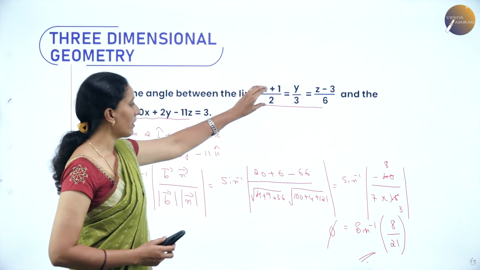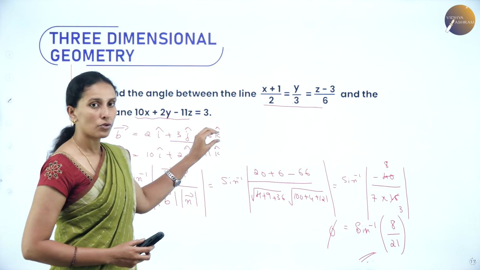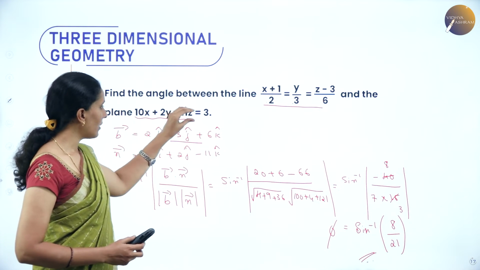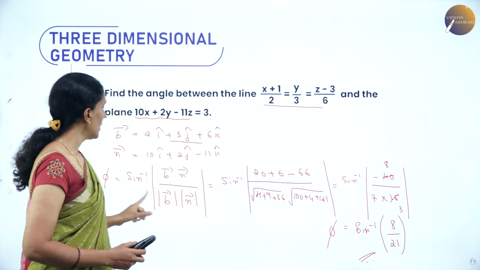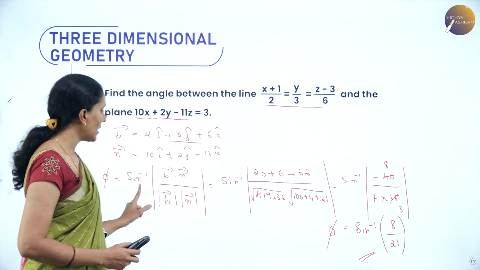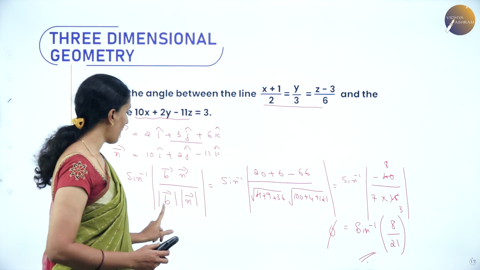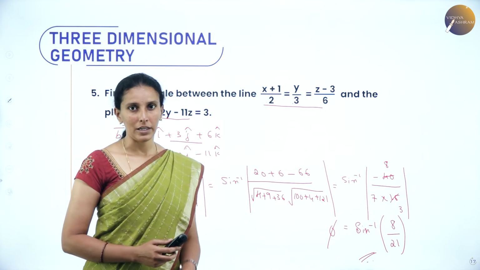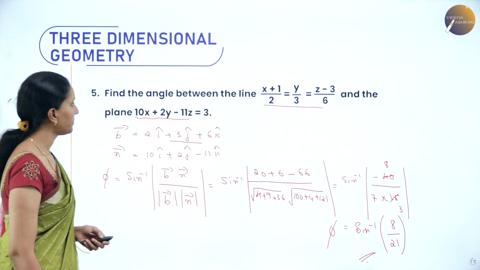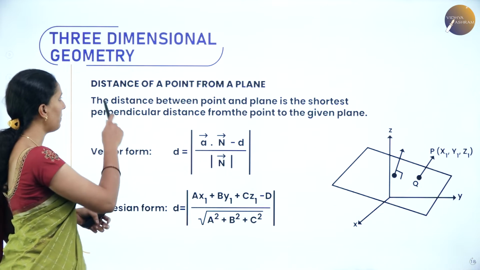So a line is given, write the direction ratios of vector b. A plane is given, write the vector equation of the normal. Take phi is equal to sine inverse of b dot n cap by magnitude of b magnitude of n. Substitute and evaluate.